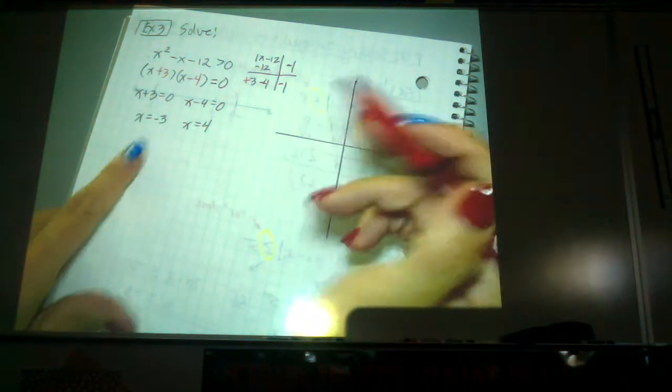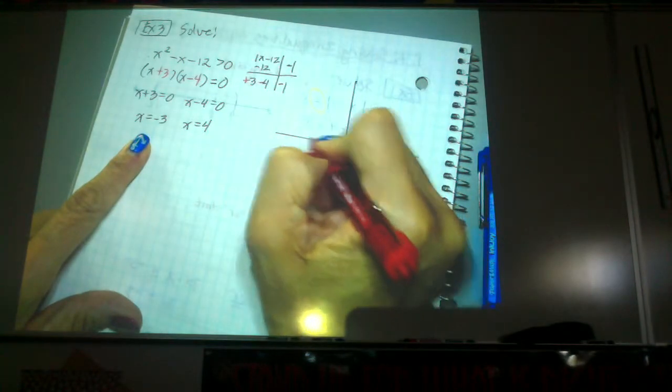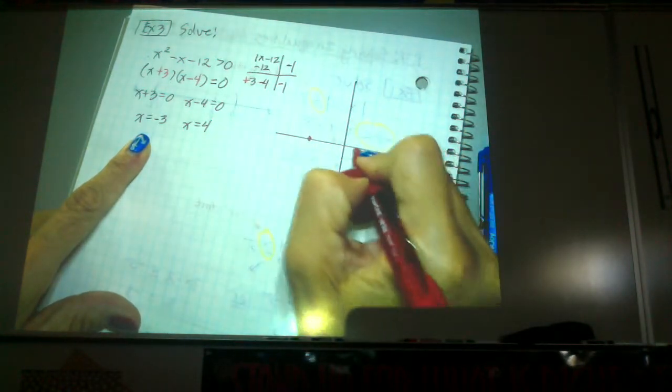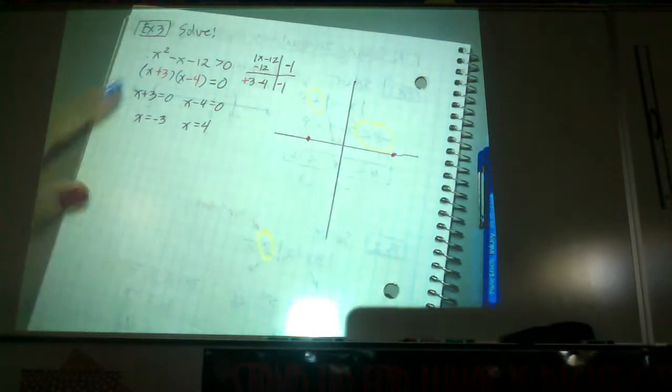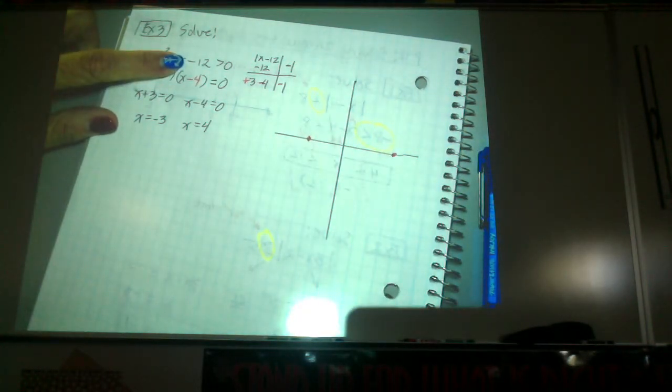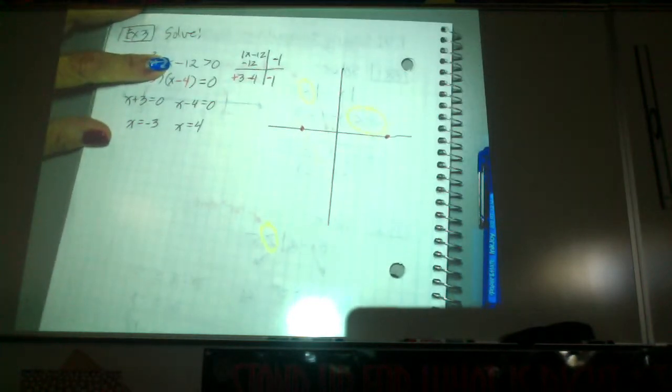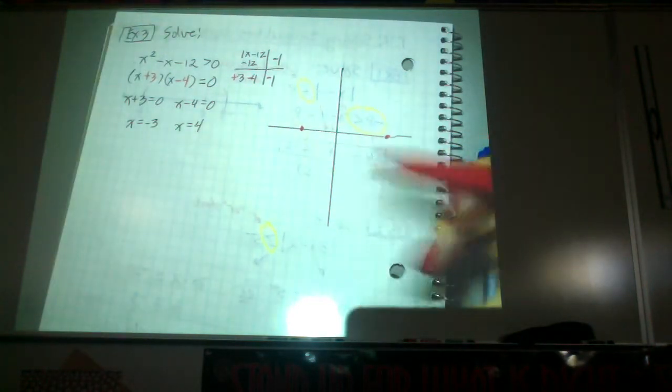All right, so put in your boundary points of negative 3, 1, 2, 3, bless you again, and positive 4. Now I know that this graph crosses the y-axis at negative 12 because that's my y-intercept. Kind of a pain. I'll try to make it not that big.